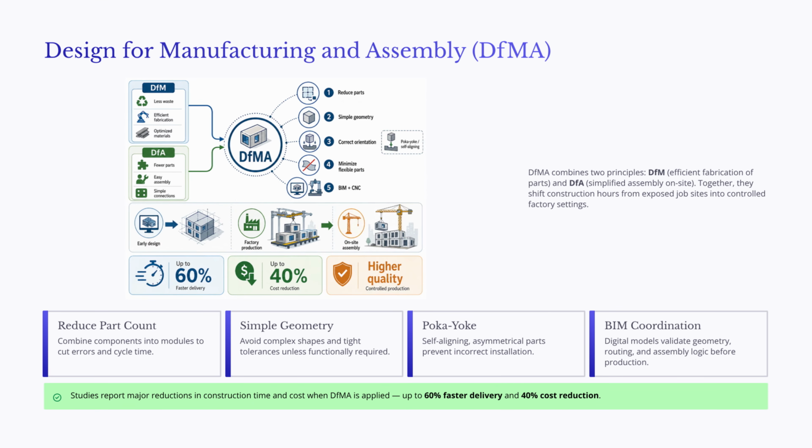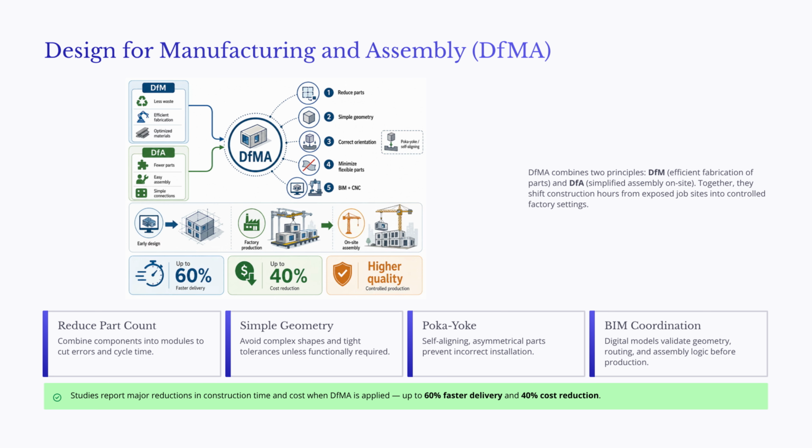The first major practice is design for manufacturing and assembly, commonly called DFMA. DFMA brings a manufacturing mindset into construction design. It combines 2 related ideas. Design for manufacturing focuses on making building components easier and more economical to fabricate. Design for assembly focuses on making those components easier to install, connect, and inspect. In modular construction, this is extremely important because a module is not just a room or a building component. It is a manufactured product that must pass through several stages: factory fabrication, transportation, lifting, placement, connection, and final inspection.